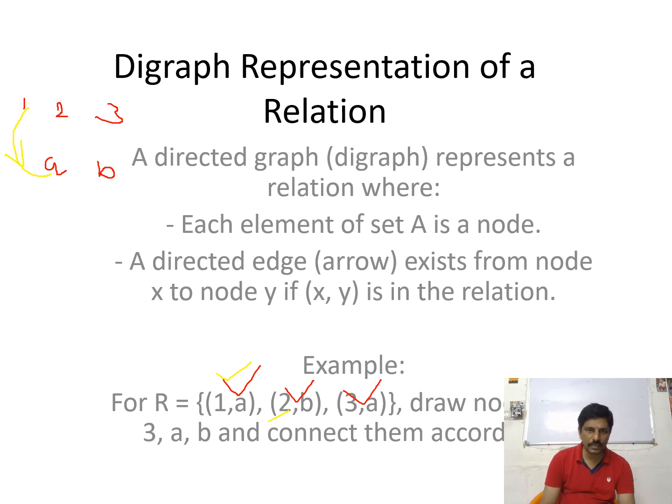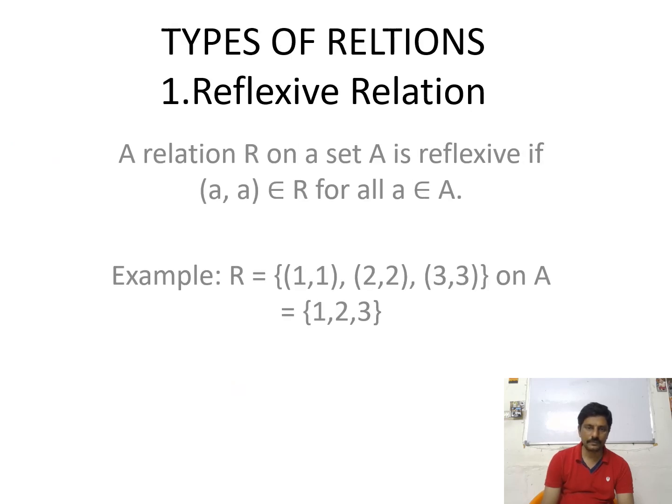And is there 2 comma B? Yes, 2 comma B is also there. So 2 comma B, the arrow should be like this. Is 3 comma A there? Yes, 3 comma A is also there. So we need to draw it like this. In this way we can represent a relation in digraph form, right? It is the digraph form of the matrix.